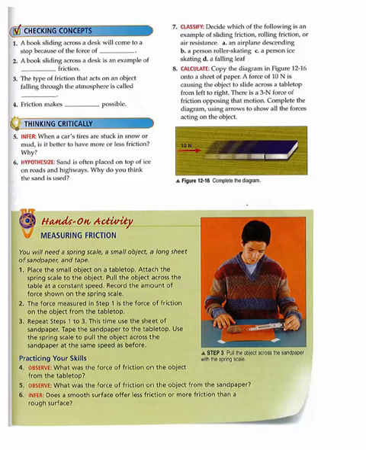8. Calculate. Copy the diagram in figure 12:16 onto a sheet of paper. A force of 10N is causing the object to slide across a tabletop from left to right. There is a 3N force of friction opposing that motion. Complete the diagram using arrows to show all the forces acting on the object.